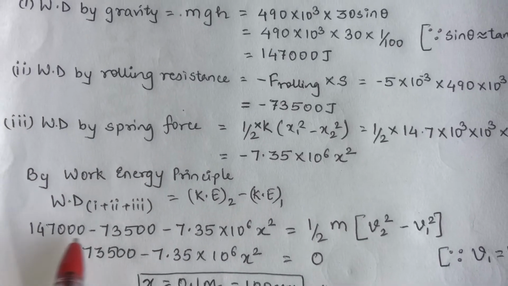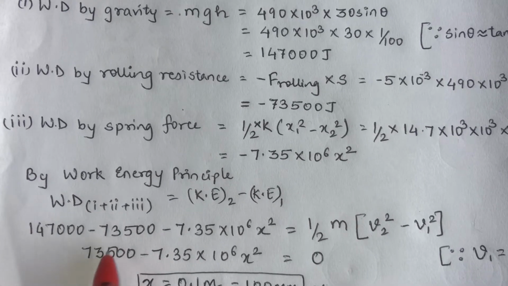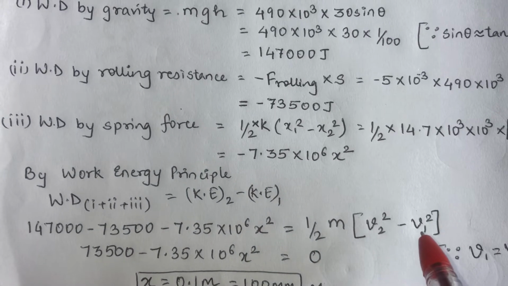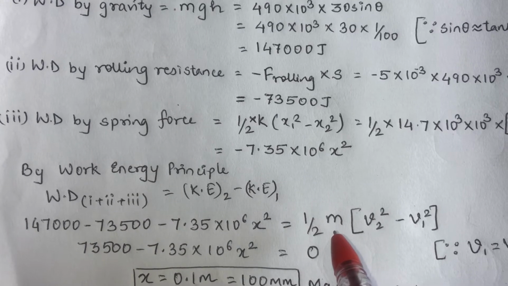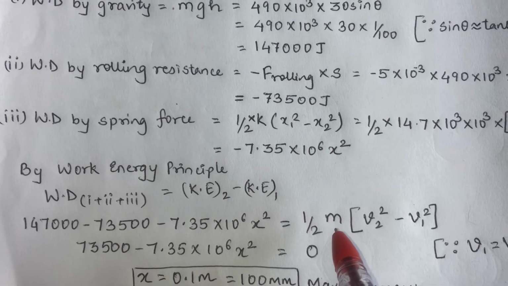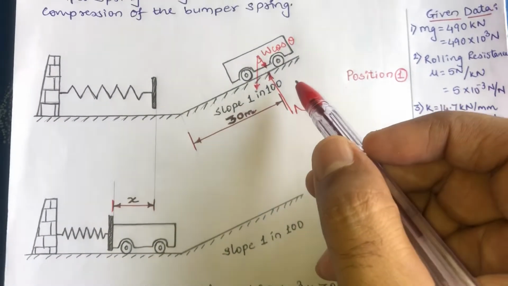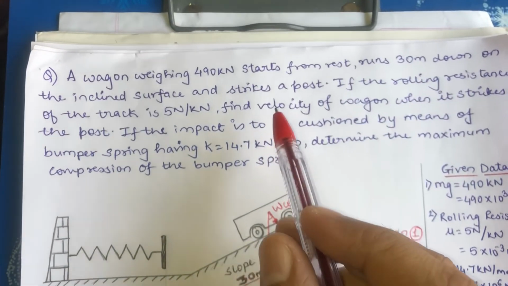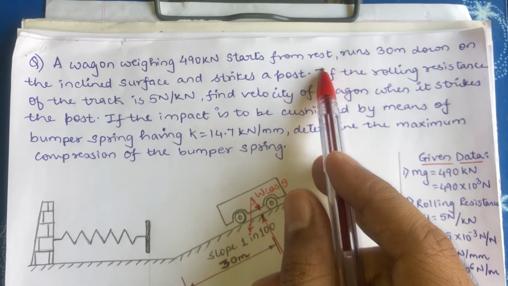Now when you take these two terms, you'll be getting this answer again: 73500 minus this value equals half m times v2 square minus v1 square. Here m has the value 490 into 10 to the power 3 divided by 2. Now talking about v2 and v1. If this is the position, at this position what is v1? If you see here, it starts from rest, so v1 will be 0.